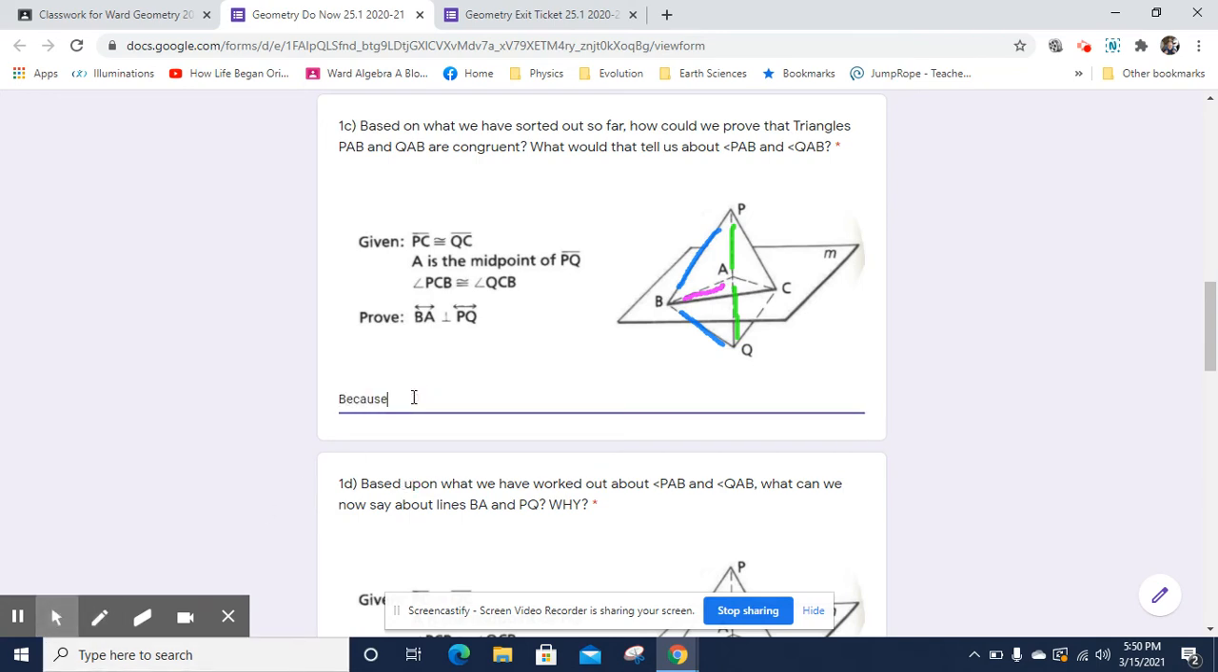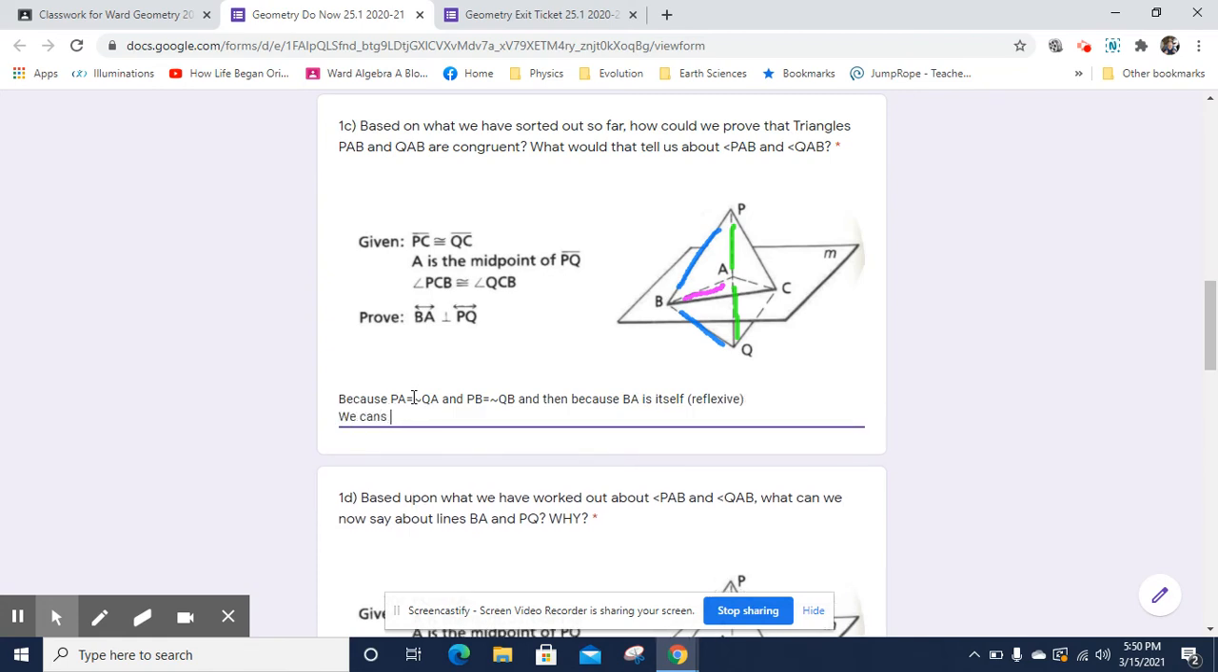Okay, so because PA is congruent to QA, and PB is congruent to QB, and then because BA is itself, by the reflexive property, you can say triangle PAB is congruent to triangle QAB by side-side-side postulate. And then there's a follow-up question.